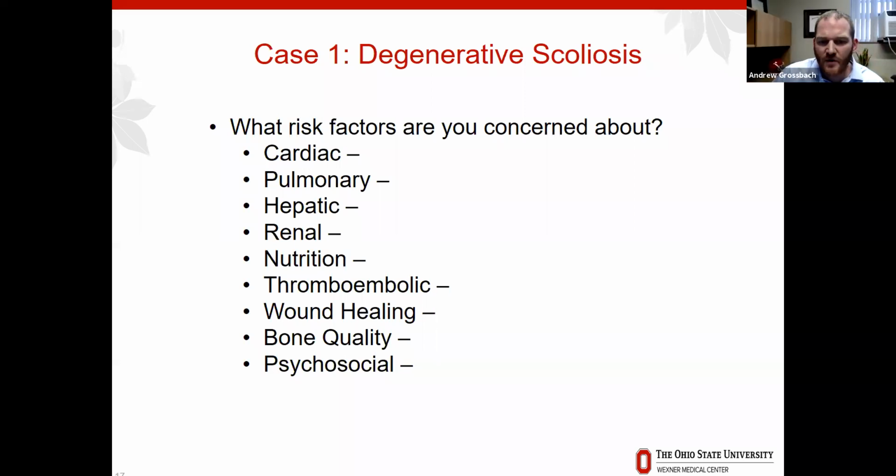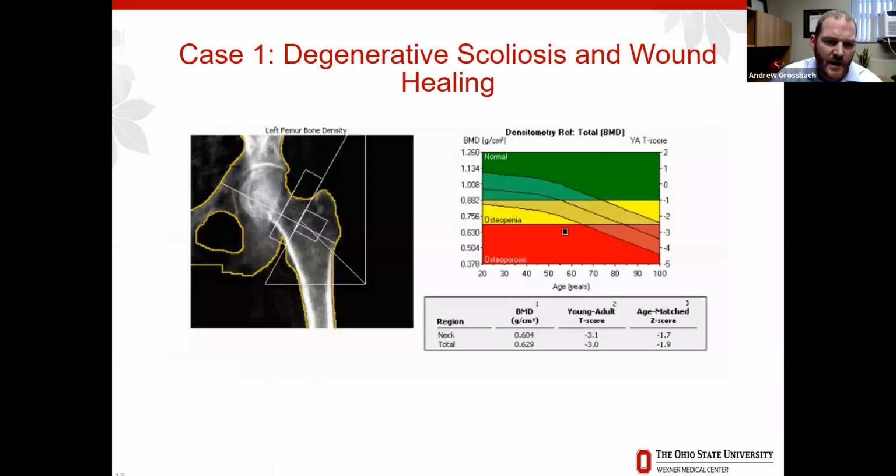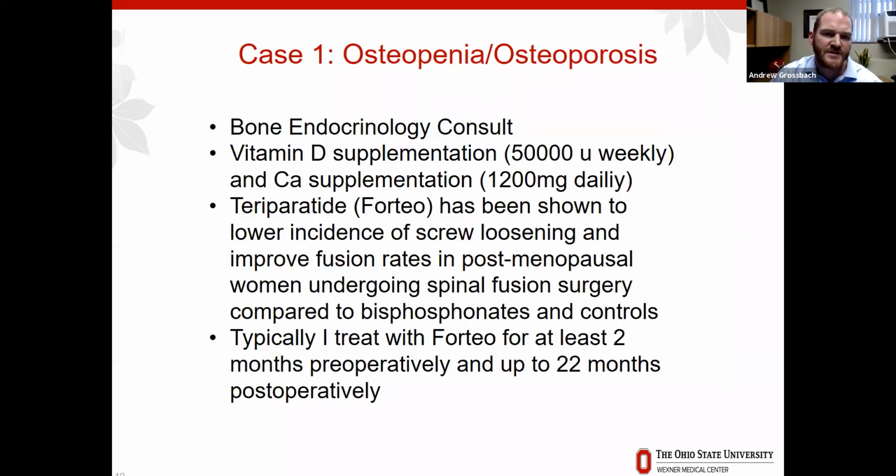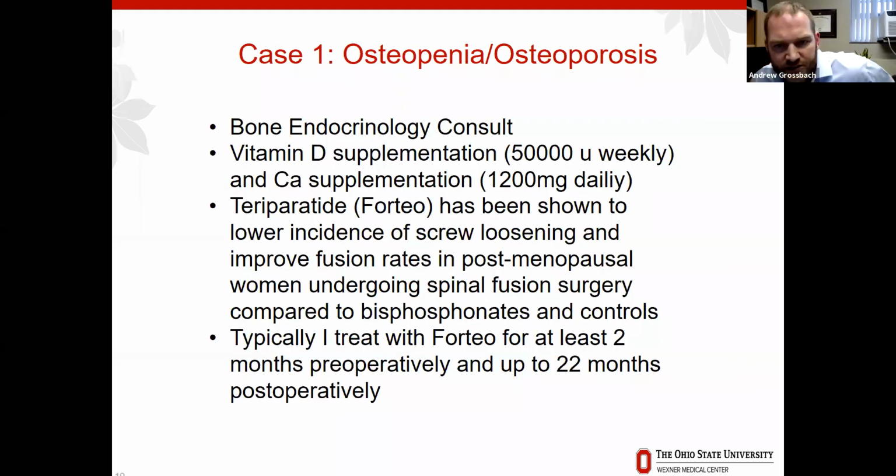Wound healing issues, bone quality issues, as we talked about. Psychosocial issues. So does this patient have the support that they're going to need when they're healing from this large surgery? So here's her DEXA scan. She's in the osteoporosis range. So this is something that you definitely want to treat beforehand. As I mentioned, bone endocrinology is a great teammate to have on your care team. That's going to help you deal with this before surgery.